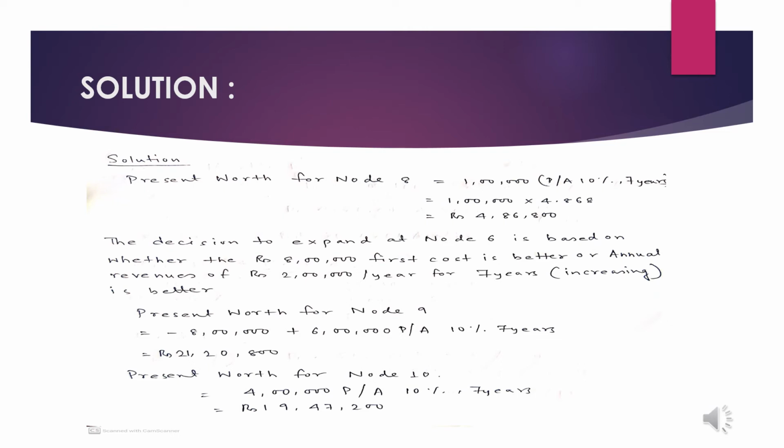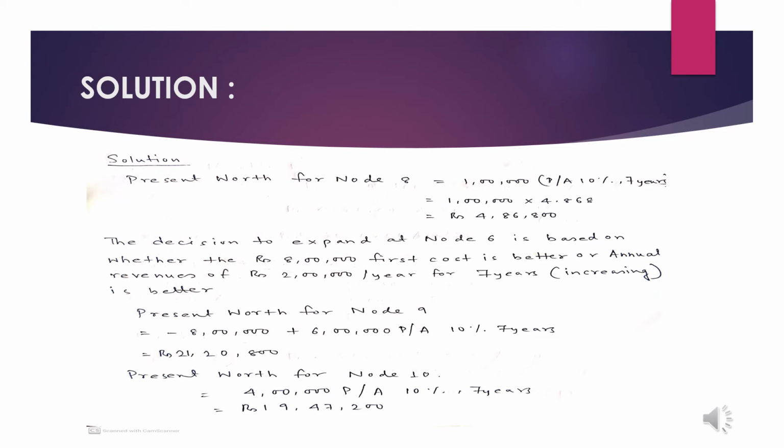So what should be the decision? The decision at that expanding node is based on whether that 8 lakh first cost for this expansion is justifiable by increasing annual revenue for 7 years by 2 lakh per year. As we can see, initially in the first year the revenue is 4 lakh. After expansion, the net revenue increases to 6 lakh. So that extra 2 lakh revenue, is it worth it?